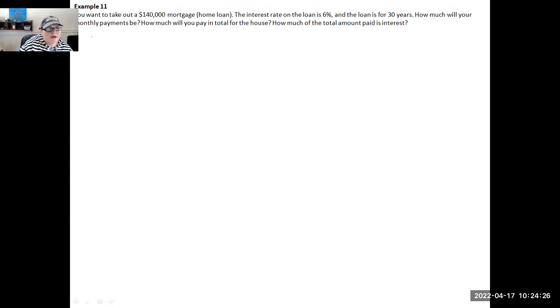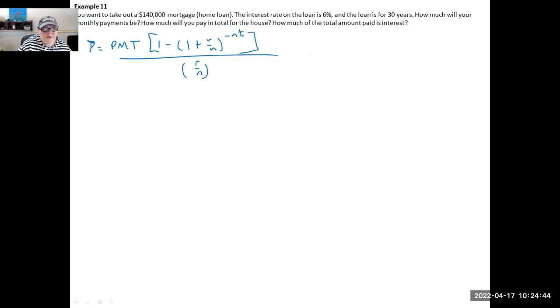Okay. You want to take $140,000. So let's go with writing it again. P equals PMT, open parenthesis, 1 minus open, 1 plus R over N to the negative NT, close, over R over N. Okay, P, PMT, R, N, T. So you want to take out a loan for $140,000. That is your P, or P sub naught.